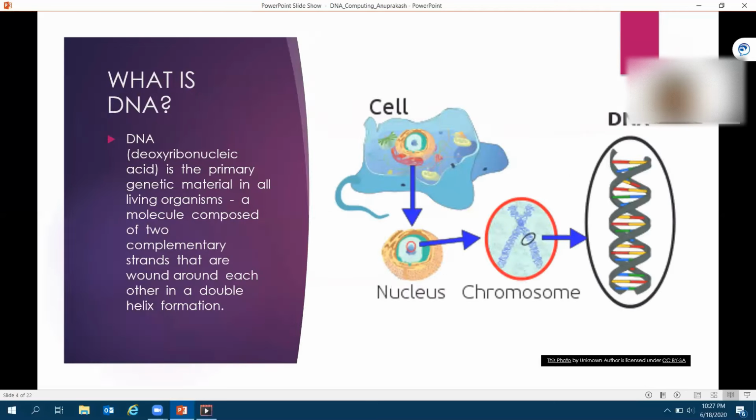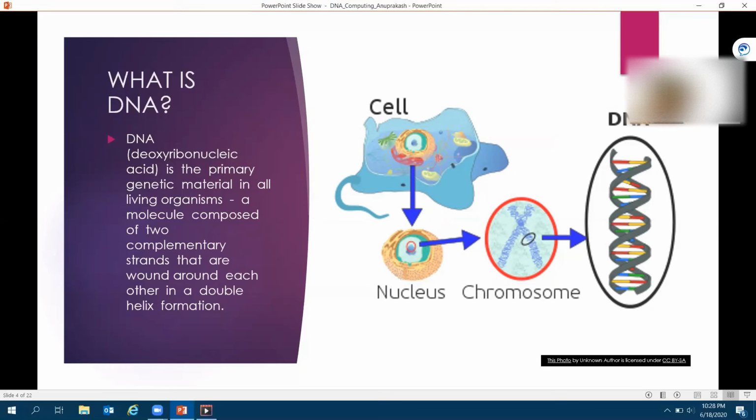Let us see what is DNA. DNA stands for deoxyribonucleic acid, and it is the primary genetic material of all living organisms. When we say it is a genetic material, we mean that everything related to an organism is contained in its DNA. So, for example, what is the color of our skin? What is the color of our eyes? In fact, what would be our height? Everything is coded inside the DNA of our body, inside the DNA of our cells.